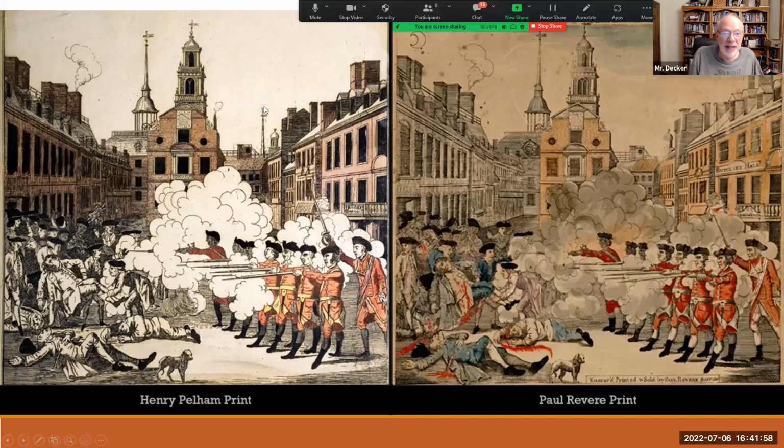There's this steeple in the background of Henry's, and it doesn't have one here. So he actually took that away. This puffy cloud, he clearly added a lot of color. He made it a deeper red, the blues. Legitimately, I like Henry Pelham's better.